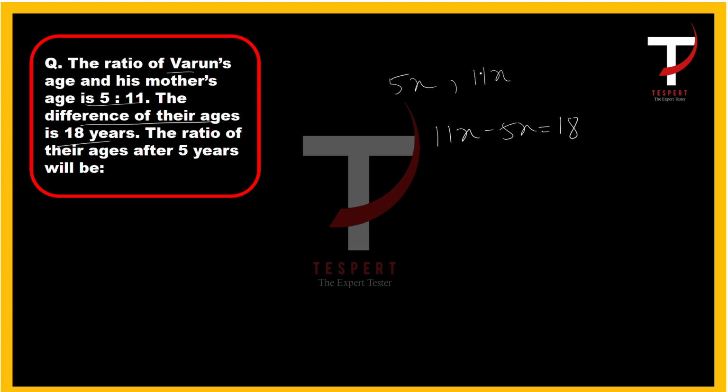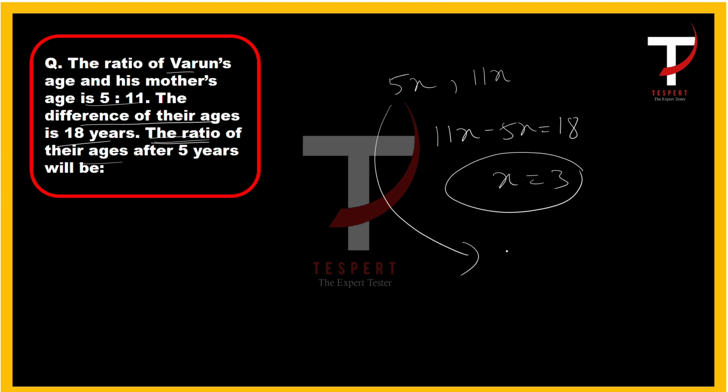So take out the difference. 11x minus 5x is 18, and calculate the value of x. X will be equal to 3. So x will be equal to 3, and we must calculate the ratio of their ages after 5 years. So after 5 years, the present ages are 5x and 11x. So 5 into 3 and 11 into 3, this is 15, and this is 33.